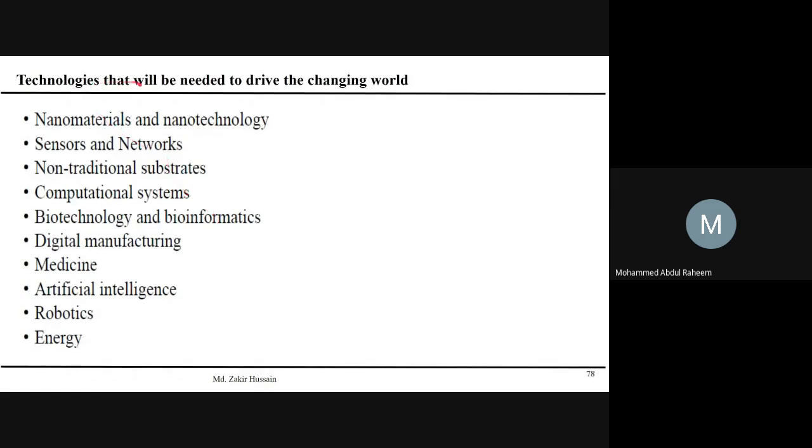And here are technologies that will be needed to drive the changing world. I have listed a few more technologies in your ECE. I'll be sharing this slide, you can go through it.